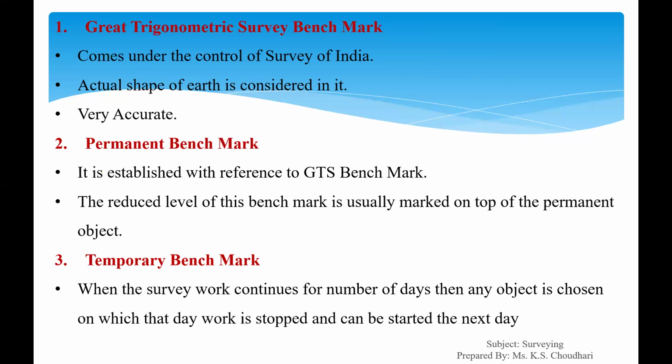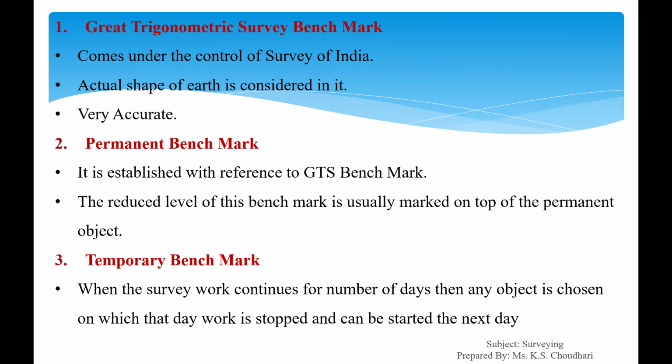Number one is Great Trigonometric Survey benchmark. It comes under the control of Survey of India. In this survey, the actual shape of the earth is considered and it is very accurate. Okay. Now, the permanent benchmark. It is established with reference to the Great Trigonometric Survey benchmark. The reduced level of this benchmark is usually marked on the top of the permanent object.